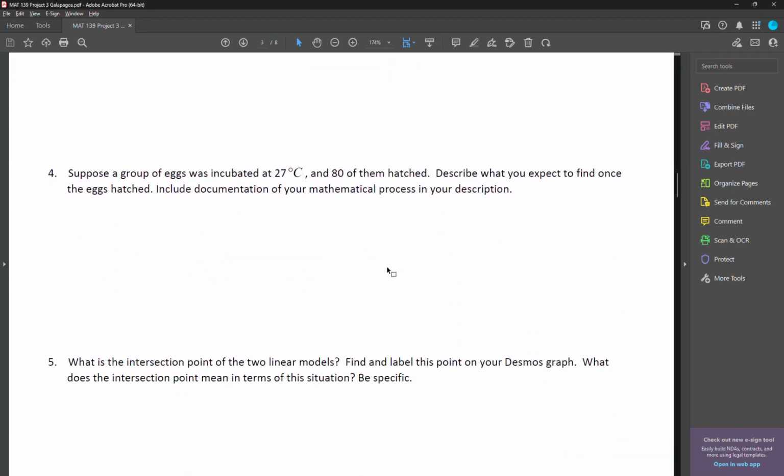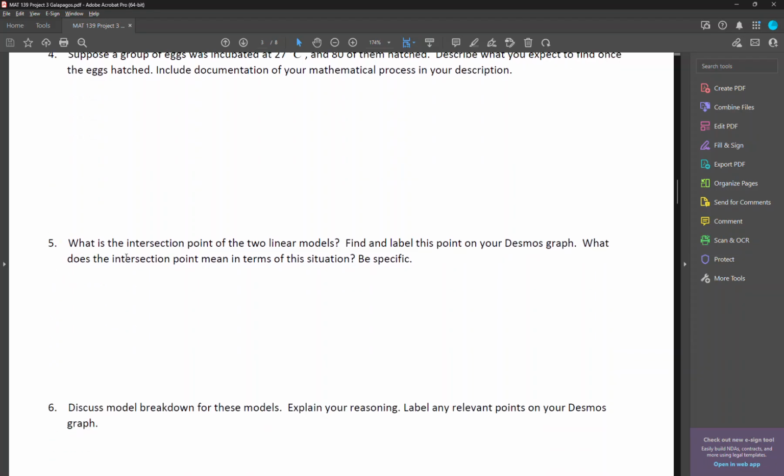Number 4, we're going to suppose that there is a group of eggs incubated at 27 degrees and that 80 of those eggs hatched. Describe what you would expect to find once the eggs hatched. So we're asking you to describe how many of those eggs you would expect to be male and female. Remember that the output of your function is a percentage. So the output will give you not the number of eggs that you expect to be male or female, but the percentage of eggs that you expect to be male or female. If you know that 80 eggs hatched, use that percentage to help us determine how many of those eggs you would expect to be male and how many you would expect to be female. Document your process in your description here.